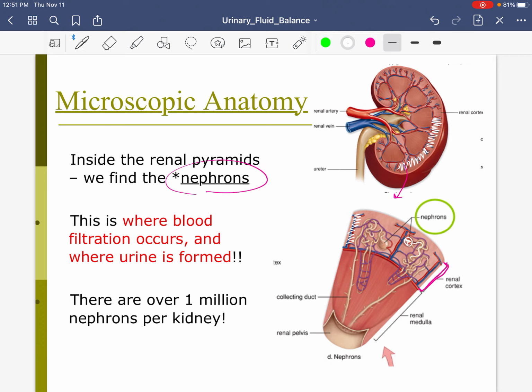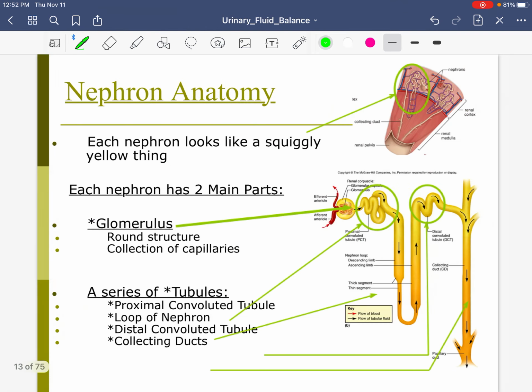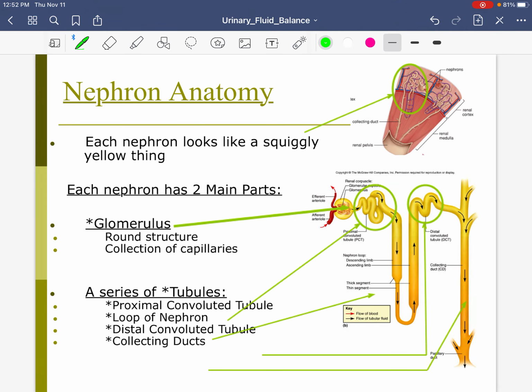Really, really important. Now, if we look up close at the nephron, and we're going to talk about this in a moment, the nephron includes this ball at the beginning, and then it includes all these tubules that are kind of in a yellowish beige color. So it's kind of a funny structure, but each nephron has this ball, which is right here, and then leading off of it are all these tubules. The whole thing collectively is known as a nephron. And they are just packed tightly into the renal cortex.